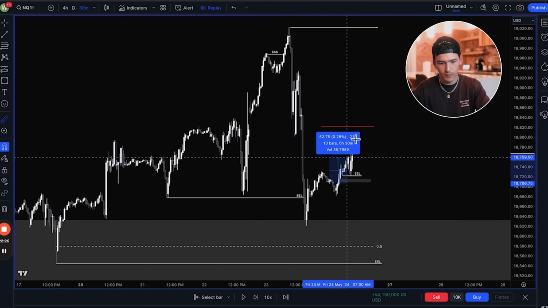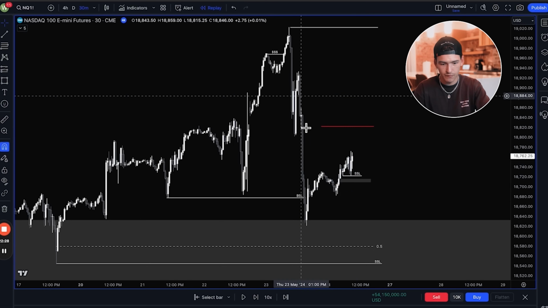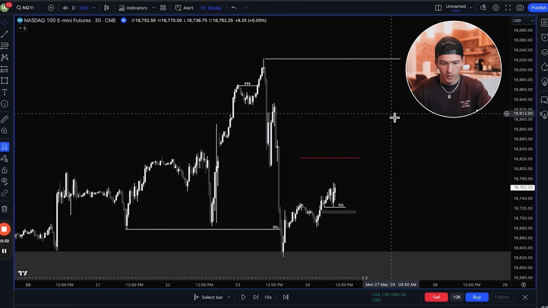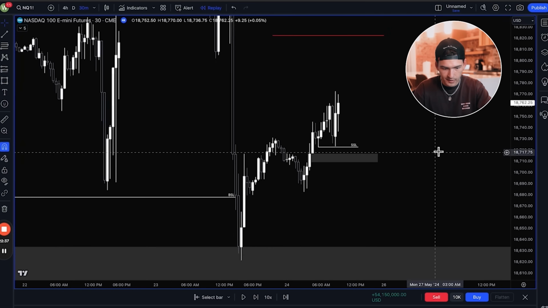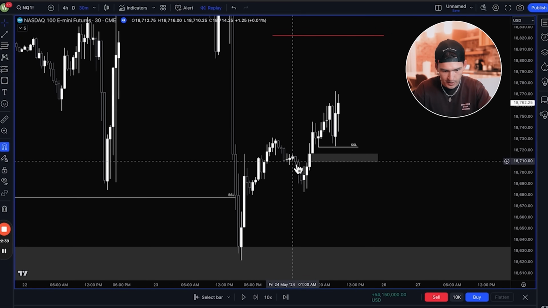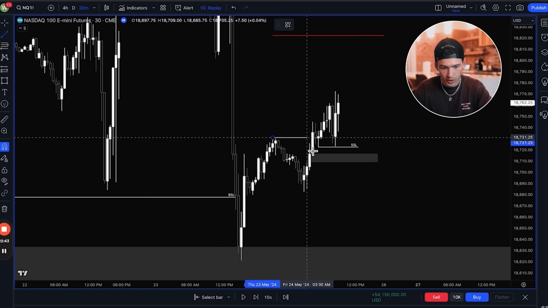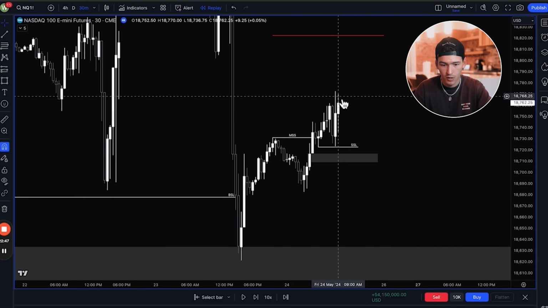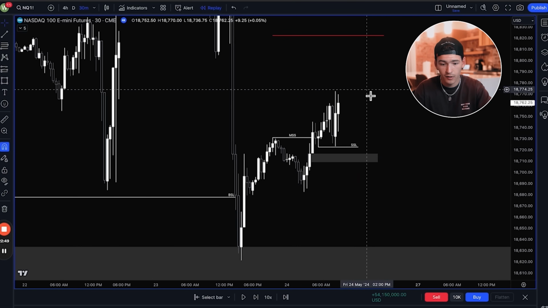We expect price to start rebalancing to equilibrium, rebalancing to these inefficiencies, and probably going to see new highs. So going into the morning, I'm recognizing, hey, we displaced back inside this range, we retraced, and we just now had our market structure shift. So if we had a market structure shift, what would I expect? I'll pull back to fair value gap, continue higher.